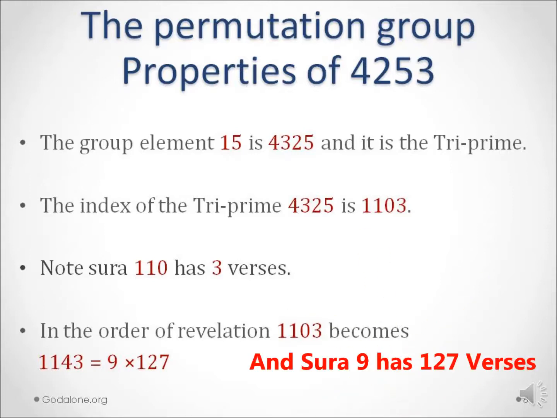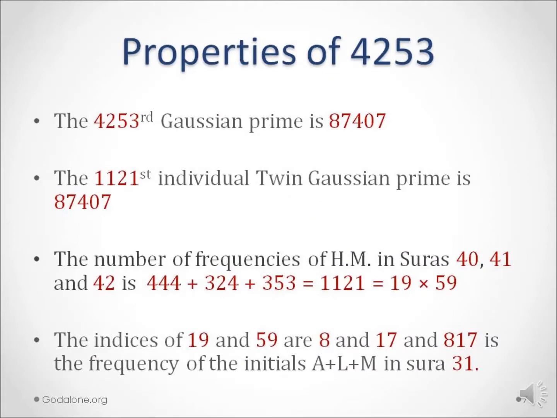to 9 times 127. The 4253rd Gaussian prime is 87407. The 1121st individual twin Gaussian prime is 87407. So the number of frequencies of Ha plus Meem in surahs 40, 41, and 42 is, as you see, 1121, which is equal to 19 times 59. And the indices of 19 and 59 are 8 and 17. And 817 is the frequency of initials Aleph plus Lam plus Meem in Surah 31.